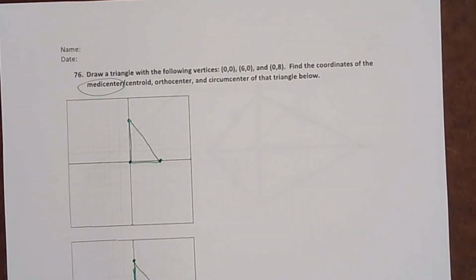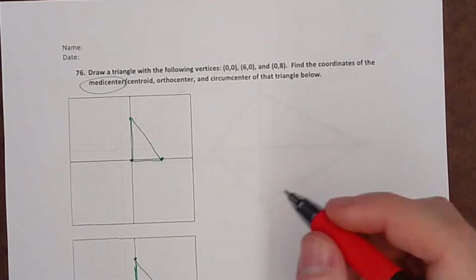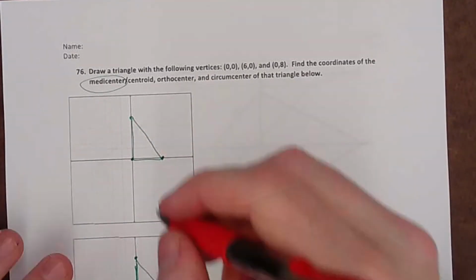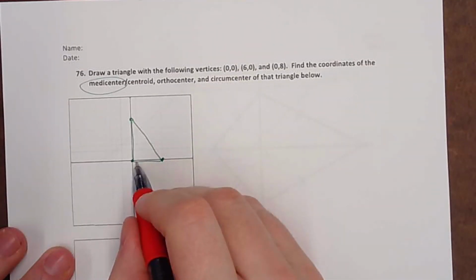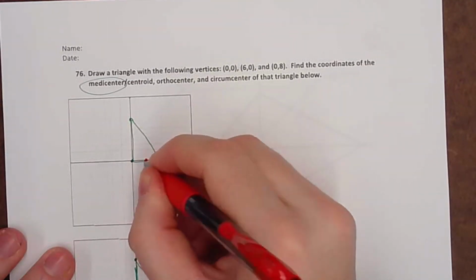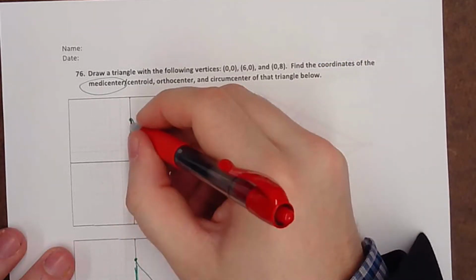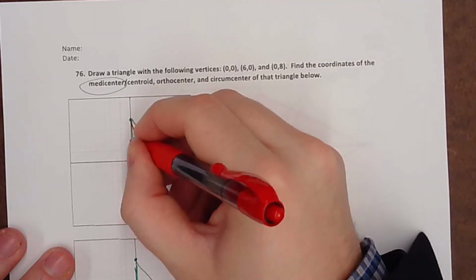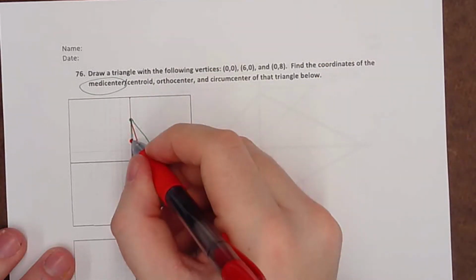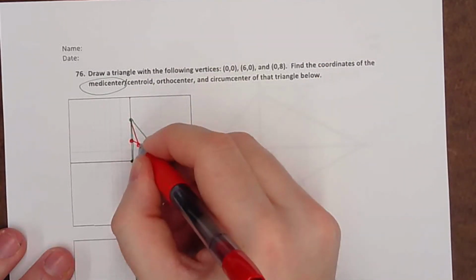Which ones form the medicenter? The medians, right? That's why it's called a medicenter, or at least that's why I call it a medicenter. And medians are from the midpoint to the vertex, right? So here's a midpoint, here's a vertex, here's a midpoint, 1, 2, 3, 4. Here's the vertex. Where do they intersect? It appears right there.